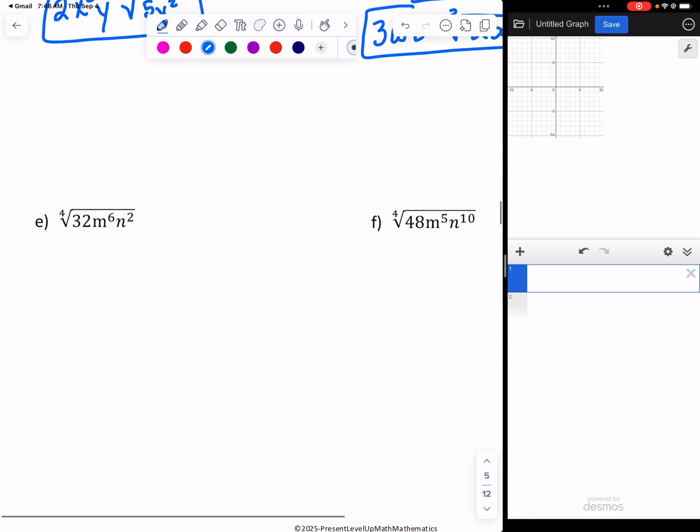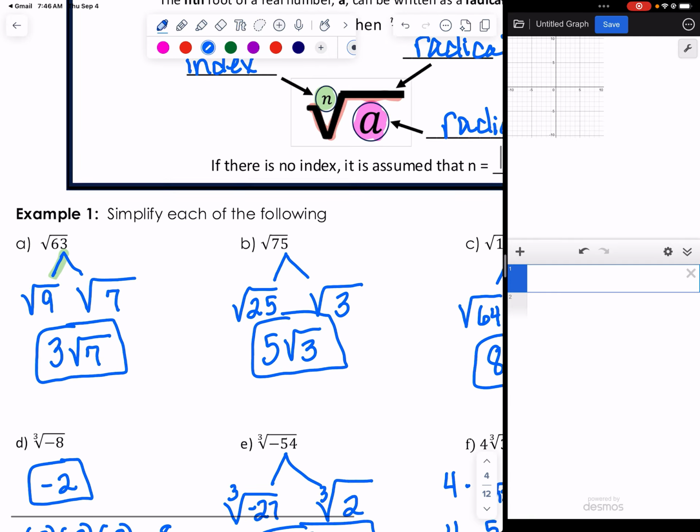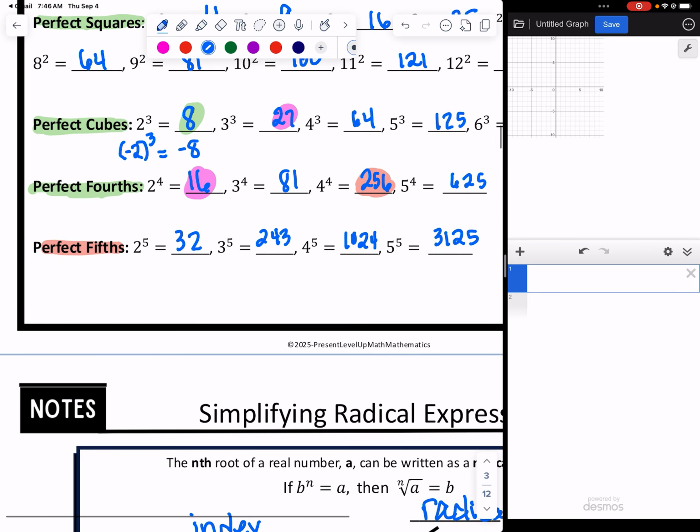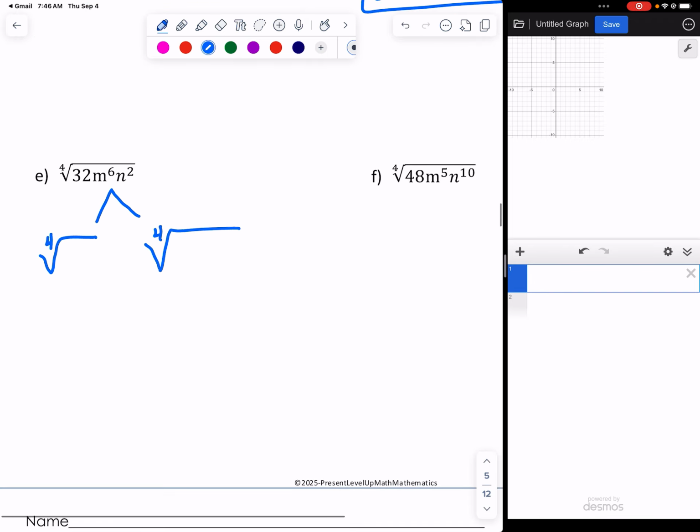All right, problem E. We have the fourth root of 32 times m to the 6 times n to the 2. So I'm going to break this down into 2 fourth roots. And in the first one, I only want to put perfect fourth roots. So let me go back to my list. And I notice that I'm going to use 16. So 16 times 2 gives me 32.